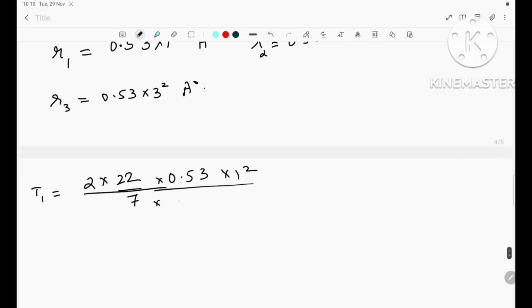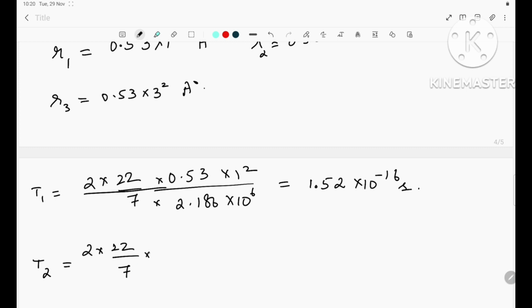velocity. So how much velocity did we get? We got 2.186 into 10 to the power of 6. If you calculate all this, you will get 1.52 into 10 to the power of minus 16 seconds. In the same way, T2 is 2 into 22 by 7 into 0.53 into 2 square, the whole divided by what velocity did we get? V2 was 1.093 into 10 to the power of 6.